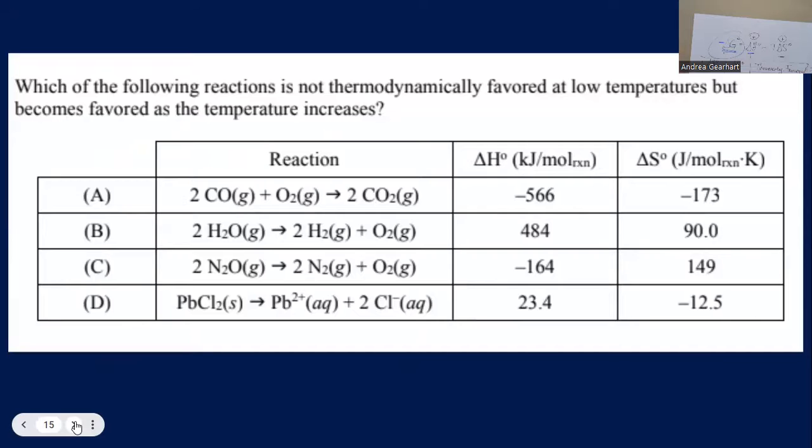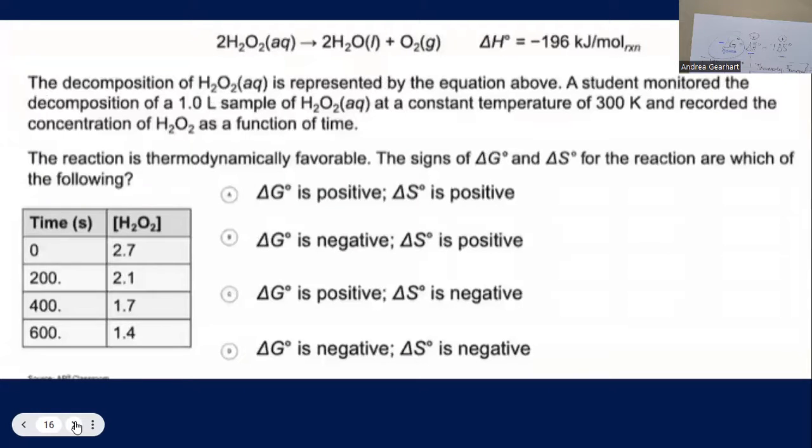What do you guys think? Why? Very good. It's about making the T delta S term larger than this. And so at a higher temperature, this will be negative because you're subtracting it, and we'll make a negative G. Excellent, excellent, excellent.